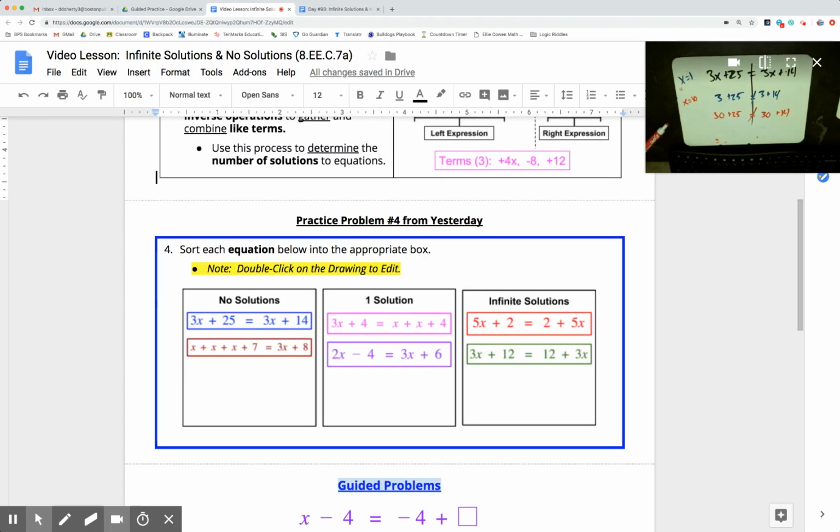And perhaps the biggest thing we should start seeing is that if the coefficients for the variables on opposite sides are different, a 3x and a 2x, we're going to end up with one solution. That's what we're going to explore a little more today too.